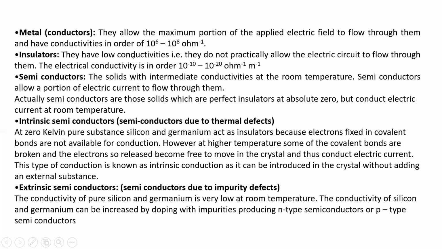Insulators have low conductivities, that is, they do not practically allow the electric current to flow, and their electrical conductivity is in the order of 10 to the power of minus 10 to 10 to the power of minus 20. Semiconductors are in the range of 10 to the power of 1 to 10 to the power of minus 10. So the solids with intermediate conductivities at room temperature, semiconductors, allow a portion of electric current to flow through them. Actually, semiconductors are those which are perfect insulators at absolute zero, but conduct electricity at room temperature.